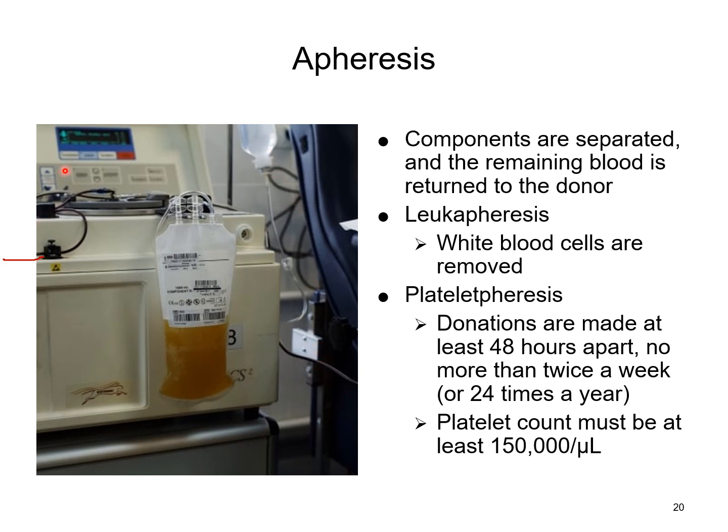The blood cells and a little bit of saline and other additives that kept that blood from clotting go back into the patient. For platelet pheresis, donations are made at least 48 hours apart, no more than twice a week, or 24 times a year, and the platelet count must stay above 150,000 in order for them to be eligible to do platelet pheresis.